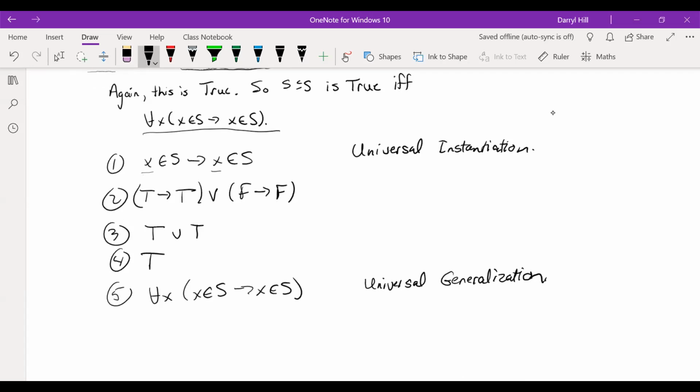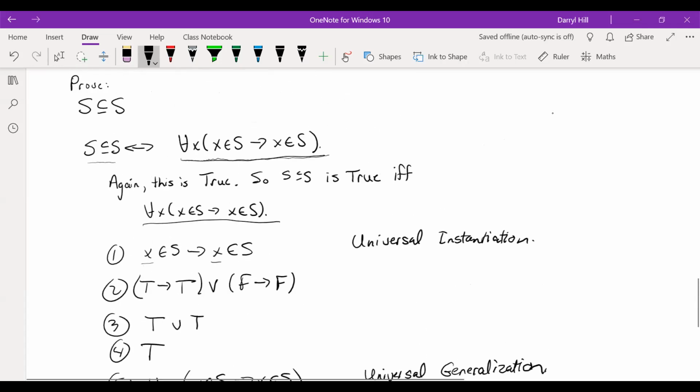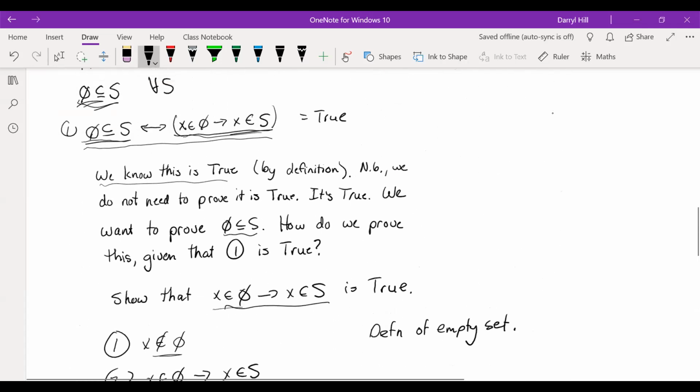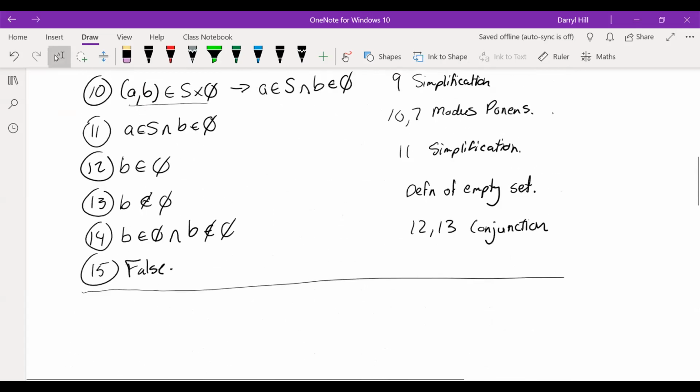All right, so we've proven those sort of trivial things, but they're good things to keep in mind. Any set S is a subset of itself, and the empty set is a subset of any set. And what was the other thing? Oh yeah, the Cartesian product of S times the empty set is the empty set.